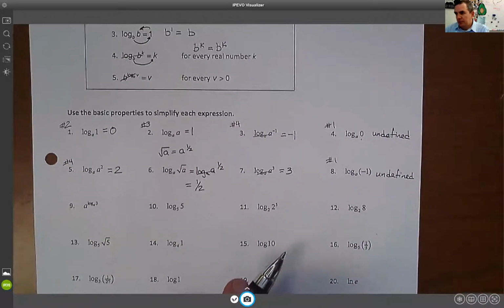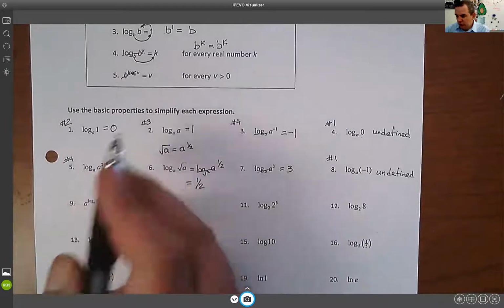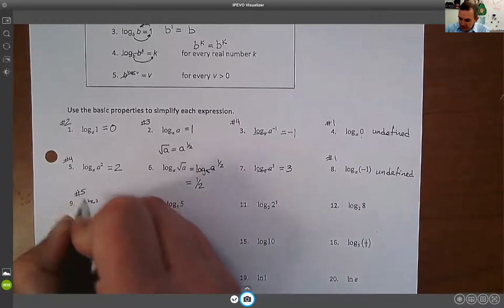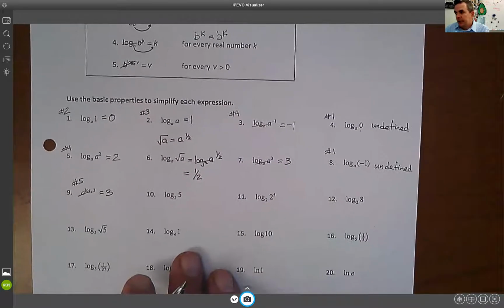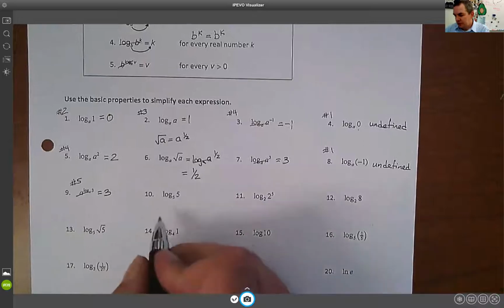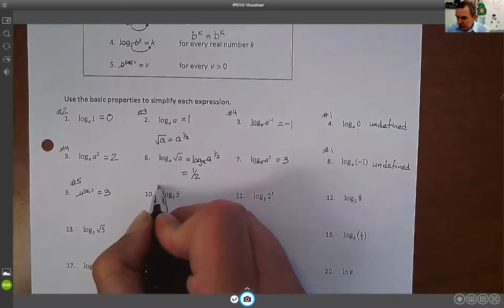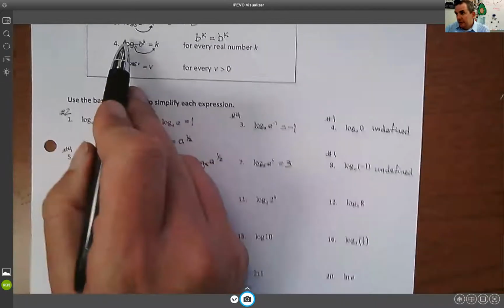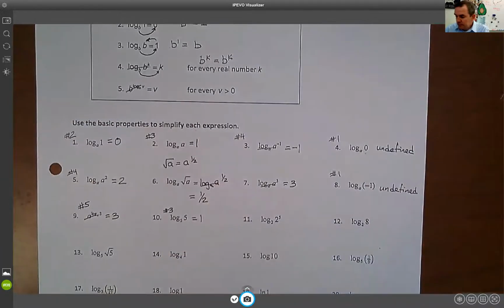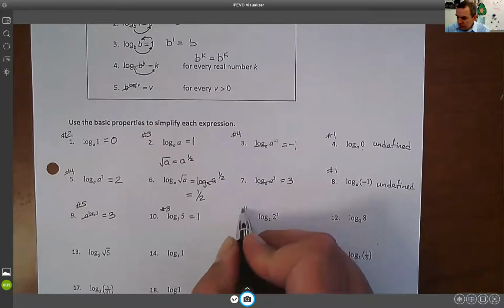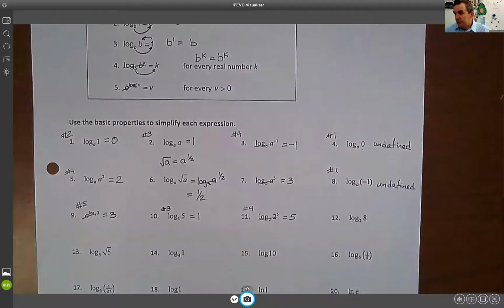I'm going to jump around a little bit after this. Log a to the log a of 3 deals with rule 5 up here. This is going to be equal to 3. Then we start sticking numbers in instead of letters. Log base 5 of 5 follows property 3. If we have the same number, this is going to equal 1. This one follows rule 4: 2 to the 2, get rid of those. This is going to equal 5.